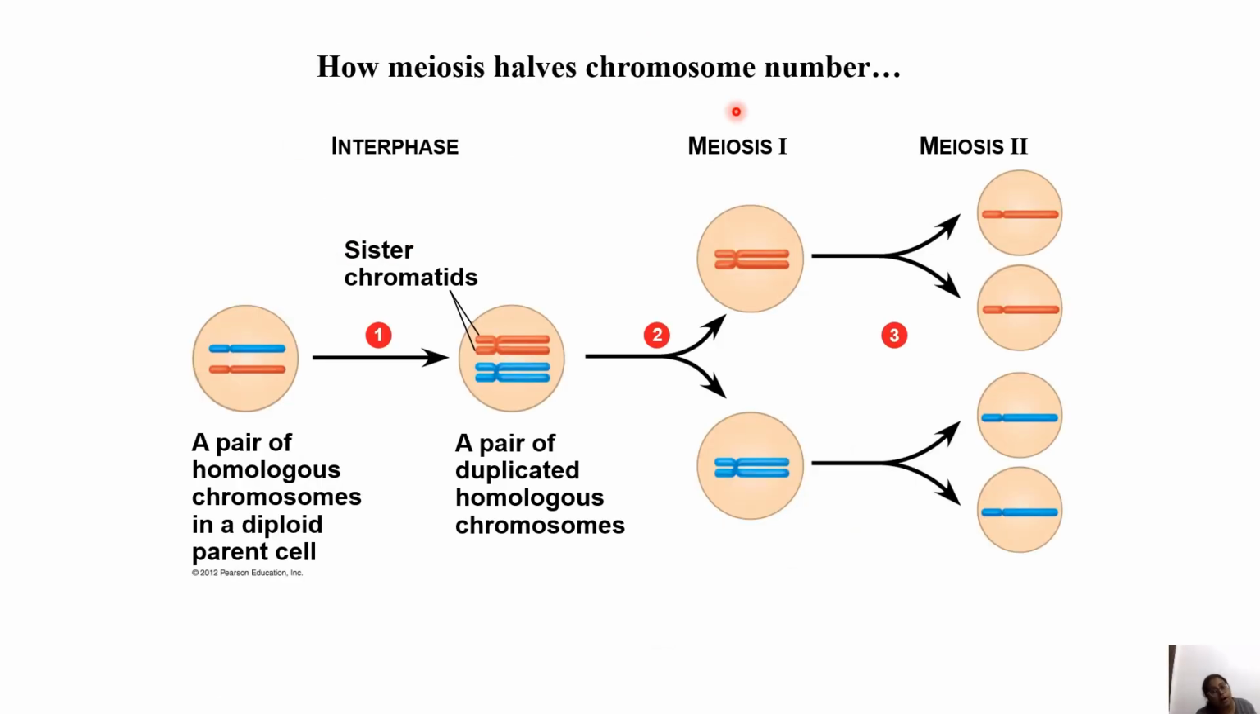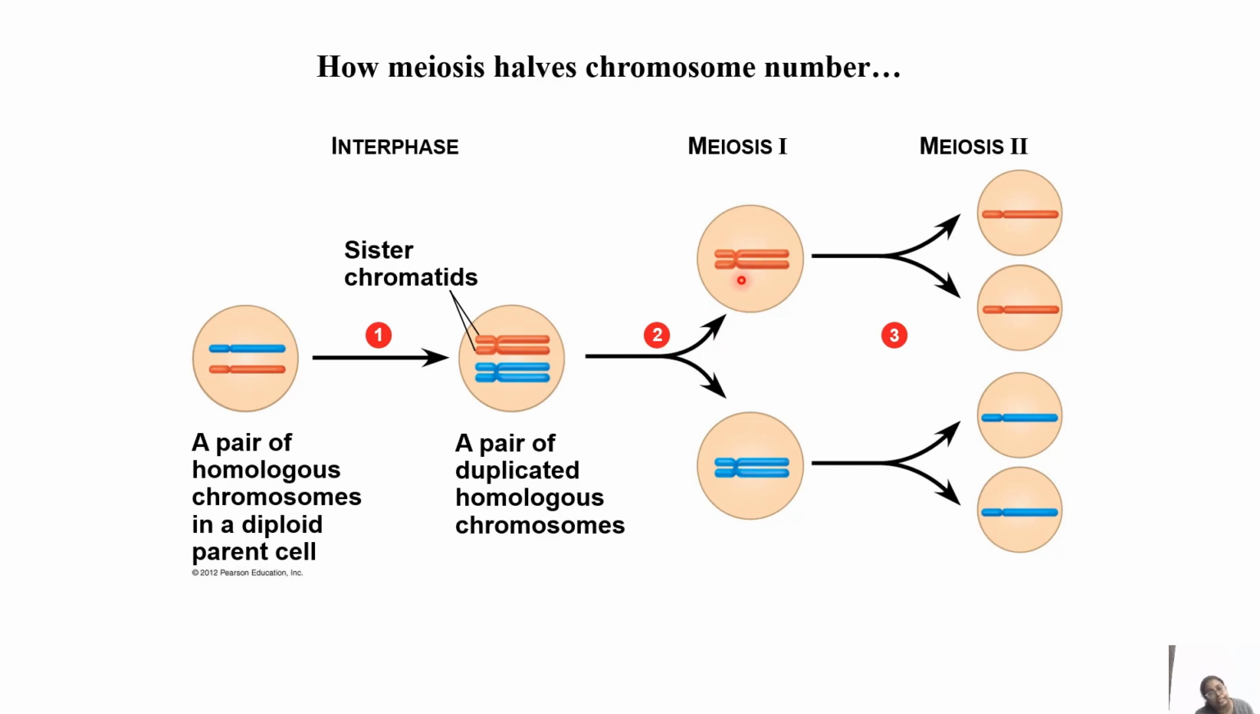Now, how does meiosis halve the chromosome number? So, if you see at the beginning, there's a pair of homologous chromosomes in a diploid parent cell. Then first there are sister chromatids, a pair of duplicated homologous chromosomes after the S phase, or the synthesis phase. Then meiosis 1 basically separates them. There is no division of the centromere in the case of meiosis 1. Okay, so if you see, it is the same number basically.